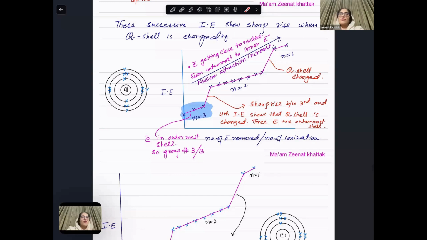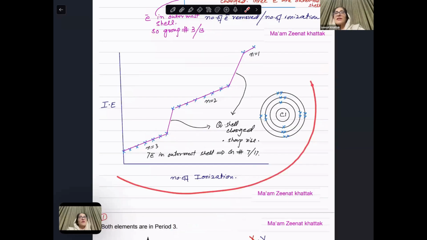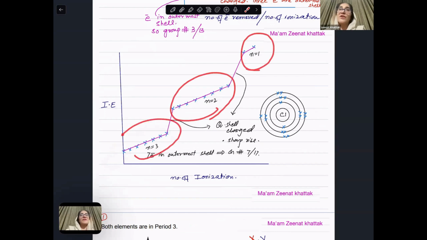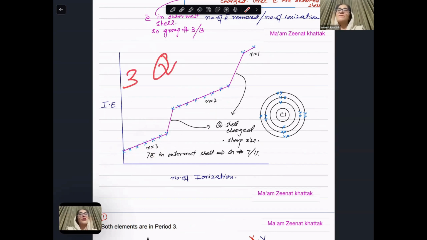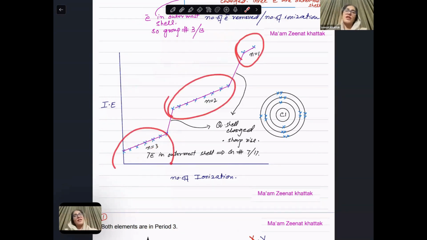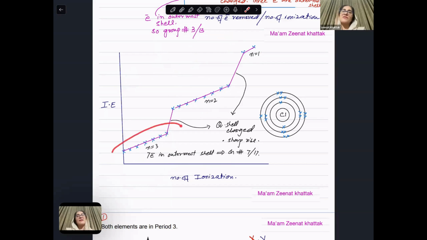So if this is the ionization energy of an element, look at this. 7, then a sharp rise, then 8, and then a sharp rise, then 2. What does this show? How many electrons are in the last shell? 7. This is N1, this is N2, this is N3. There are 3 quantum shells. The period number is 3, but the group number is 7. N1 is the first shell, second shell, third shell. In the third shell, there are 7 electrons. So the period number is 3, the group number is 7.